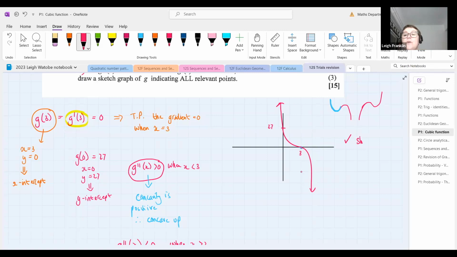So accuracy on our shape, accuracy on x equals 3 is an x-intercept. It is also a turning point, and it is also a point of inflection. All right, and then accuracy on our y-intercept. So in other words, that y is equal to 27. Okay, does that make sense?